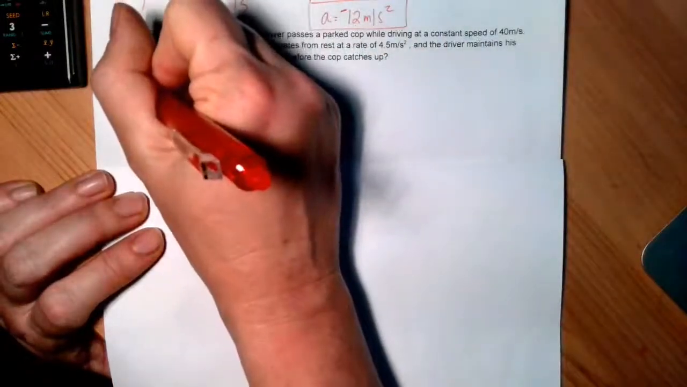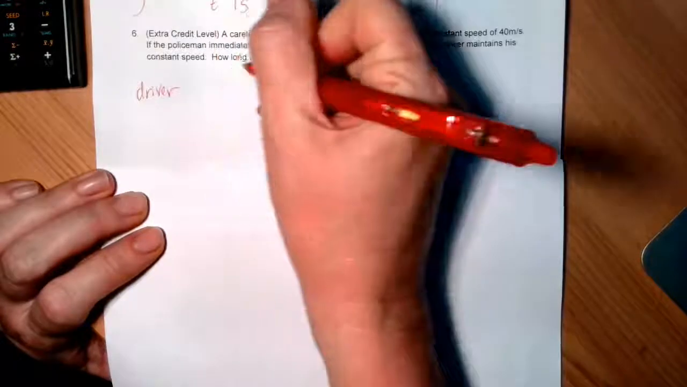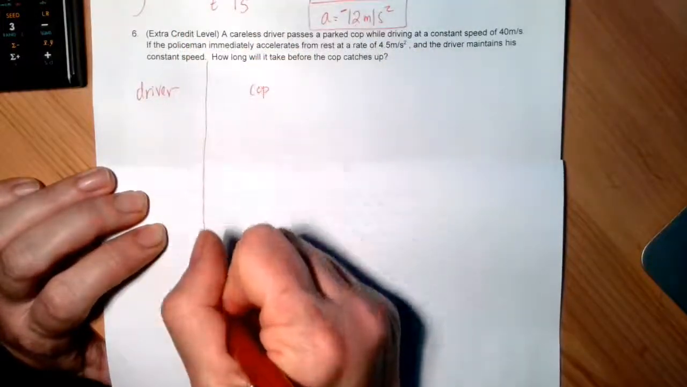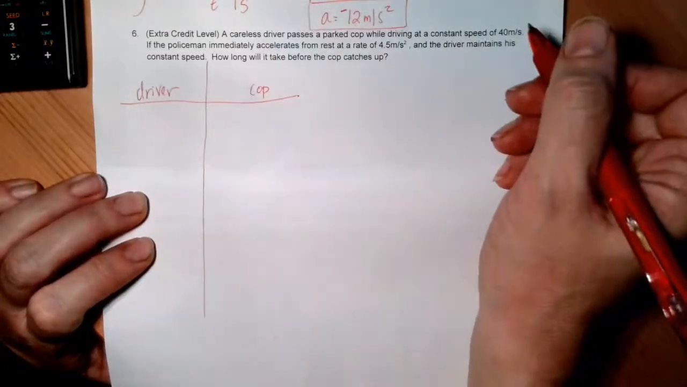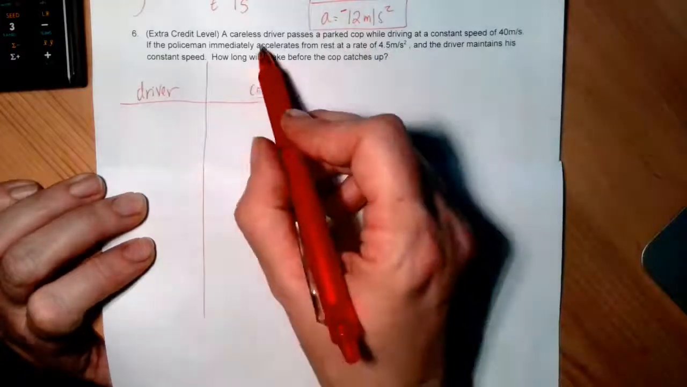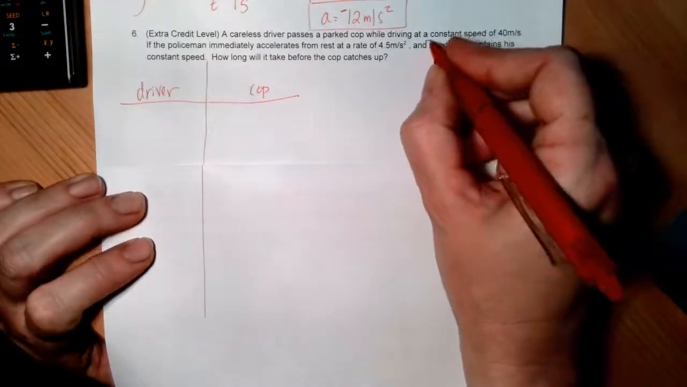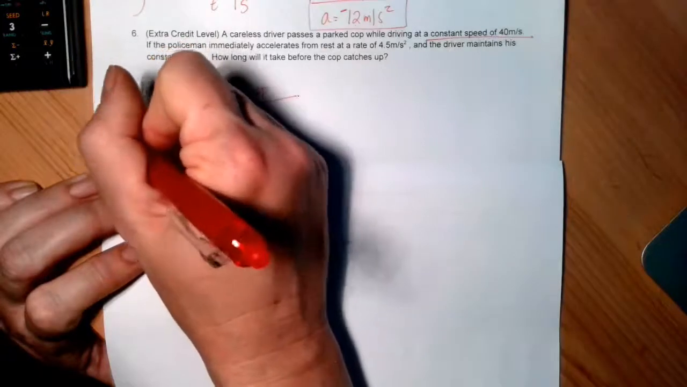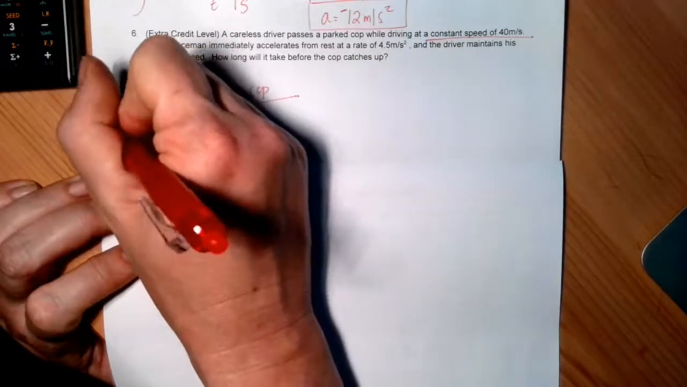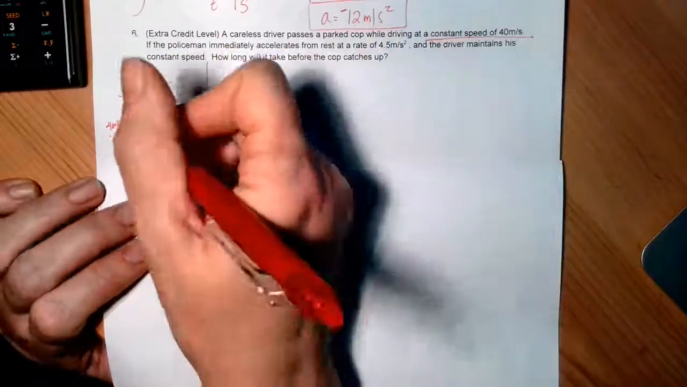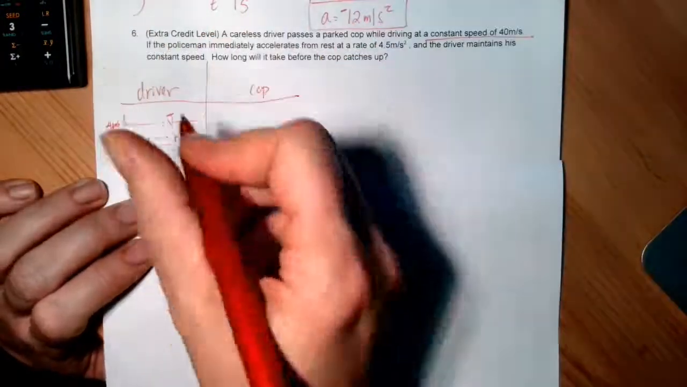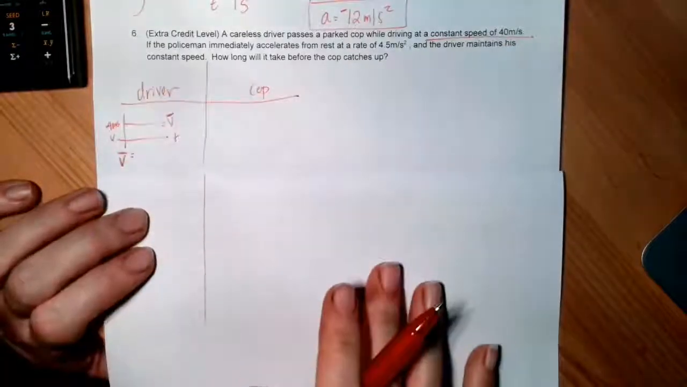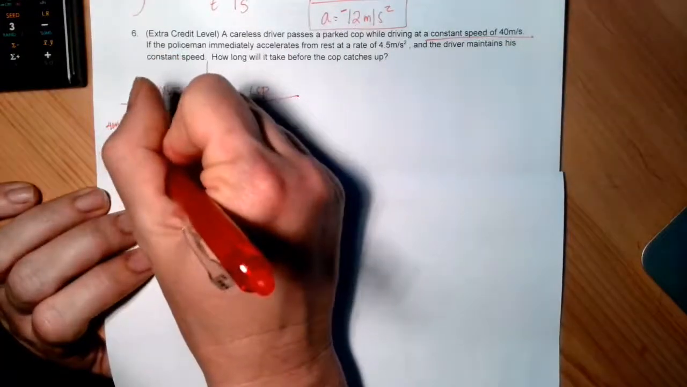I'm going to suggest taking data in a chart. So we have a driver, and then we have the cop. Okay, so the cop maintains a constant speed, a careless driver is maintaining a constant speed the whole time, all right? So the driver's velocity is just going to be right at 40 meters per second the whole time. So since they're always at 40, then 40 is also the average, so I can use the really simple formula. So the V for the driver is 40 meters per second.